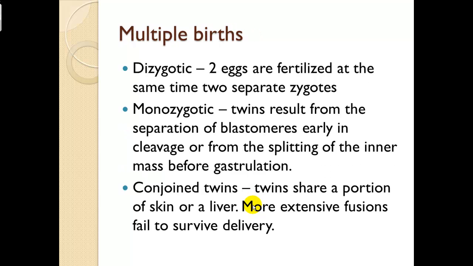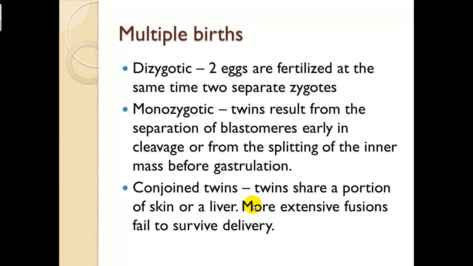Multiple births. Dizygotic. 2 eggs are fertilized at the same time with 2 separate sperm, making 2 separate zygotes. So both of them are fertilized in there. They're twins, but they may not be identical twins.